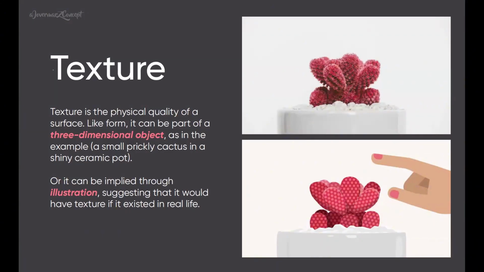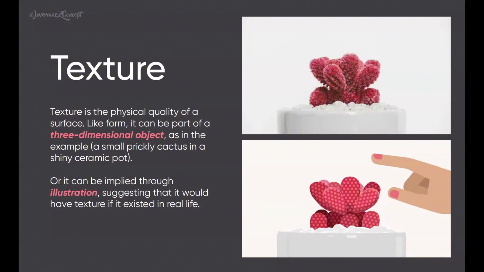So texture is the physical quality of a surface. Your palm has texture. Your clothes has texture. Your desk has texture. Your laptop, your phone, your couch, your wall in your house. The road has texture. And texture works like form, so it can be a part of a three-dimensional object and also a two-dimensional.